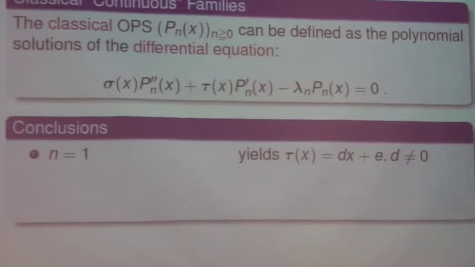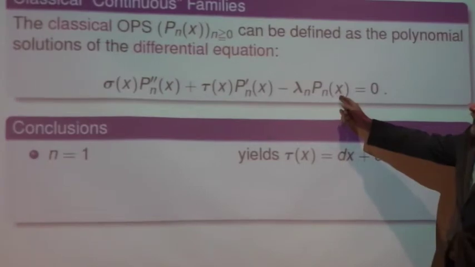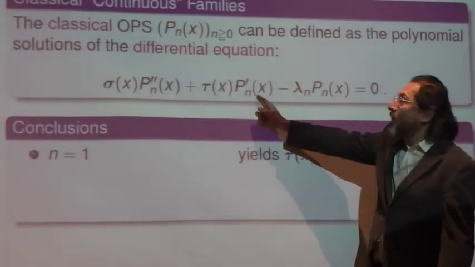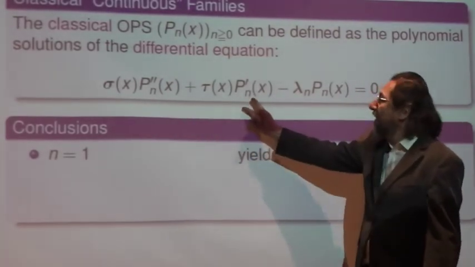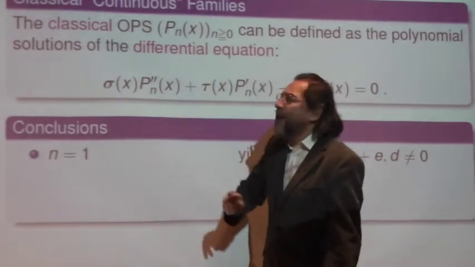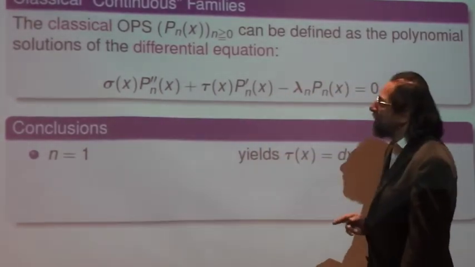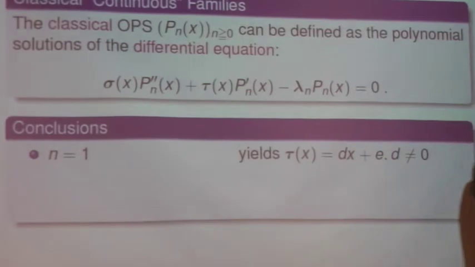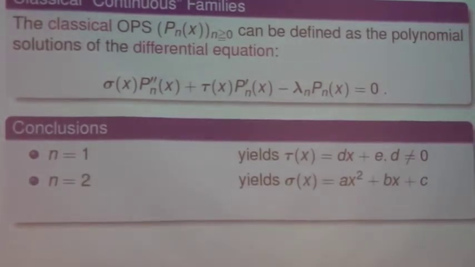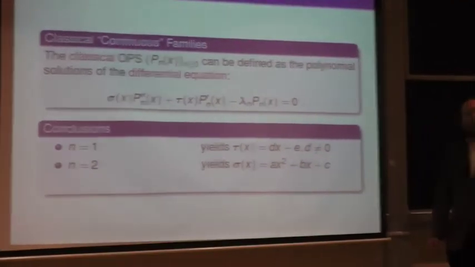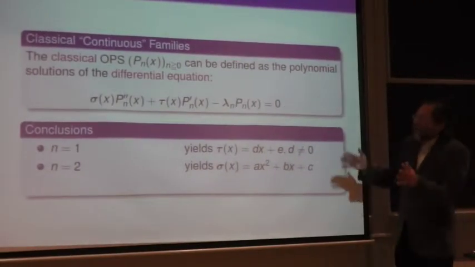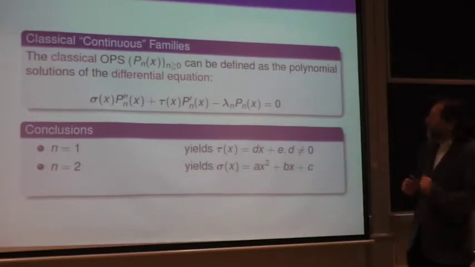Now, look at n equal 2. What happens now? If n is equal to 2, this is a polynomial of degree 2. This is a linear polynomial. This is another linear, this is again quadratic. And Pn double prime is a constant. And therefore, sigma must be a polynomial of degree 2. No other choice. And we write always sigma a times x squared plus b times x plus c. So now we know sigma and tau are not arbitrary. This is what we have.